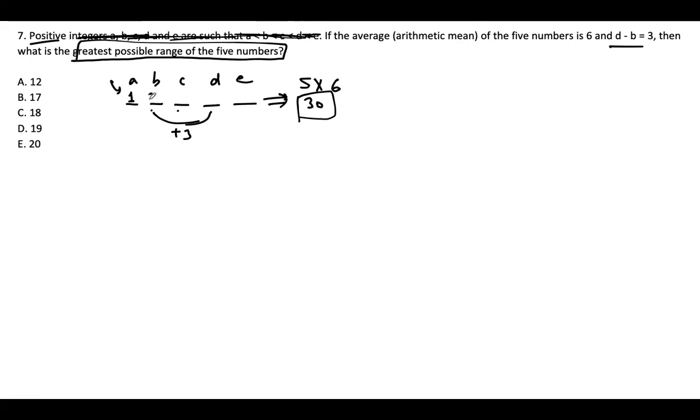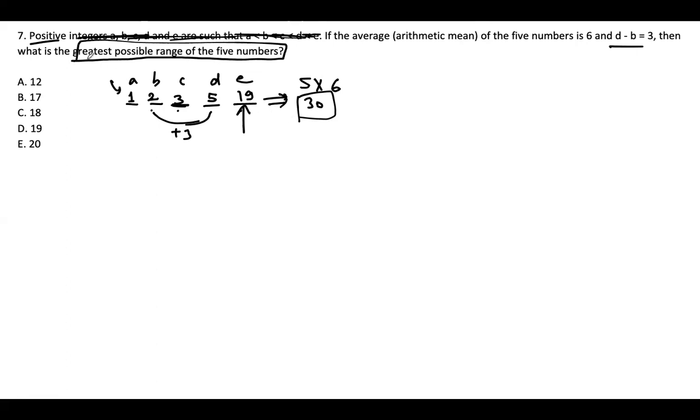This would be 2. So this value will be, D would be 5. We want to maximize it, so we are minimizing all the values. What is the minimum value? Yeah, 3. So 8 plus 2, 10, 11. 11, and 19. 30. So this would be 19.